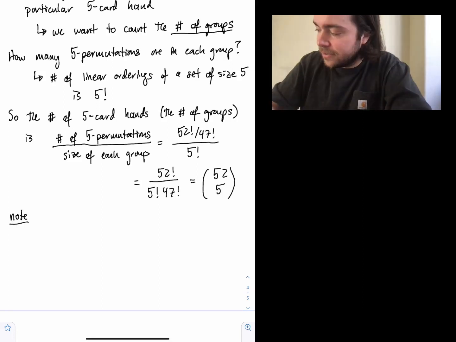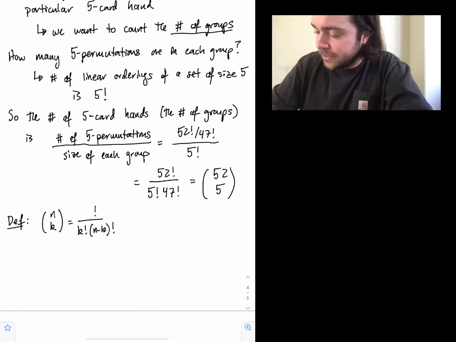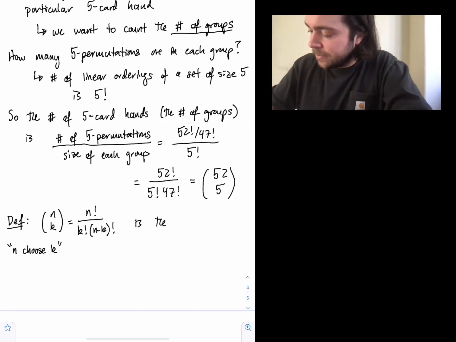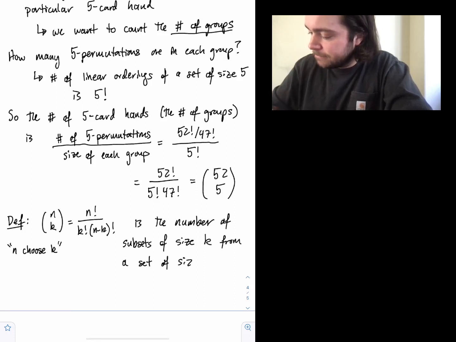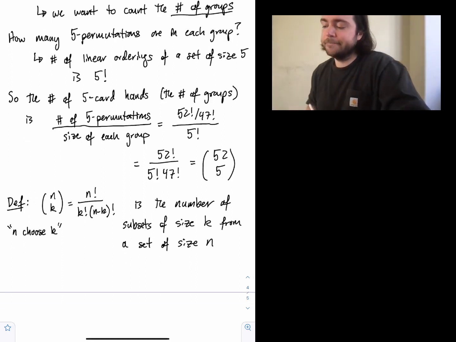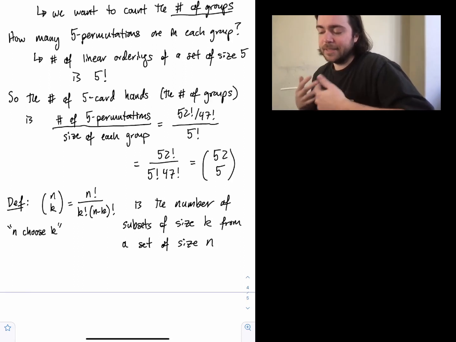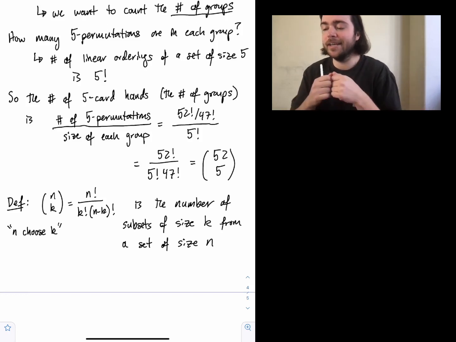And let me just make our note here. I guess it's sort of a definition. This notation, which equals n factorial over k factorial times n minus k factorial, is pronounced n choose k. This is the number of subsets of size k that can be taken from a set of size n. That's the definition of this notation right here. So in our problem, we wanted the number of 5-card hands. We didn't care about the order of cards within our hand. It was just about which set of 5 cards we have.